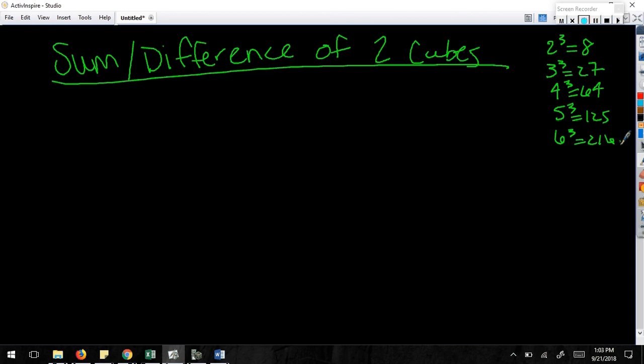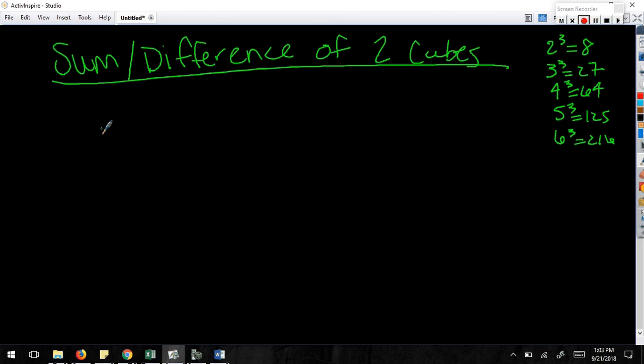All right, so let me show you. Remember with squares, we only had difference of 2 squares, right? Because you can't take the square root of a negative number. There are some restrictions with radicals. Well, cubes are different because you can cube a negative number and get a negative back out, and you can cube a positive number and get a positive number. So we have some sign differences here, and we can do the sum or difference of 2 cubes.